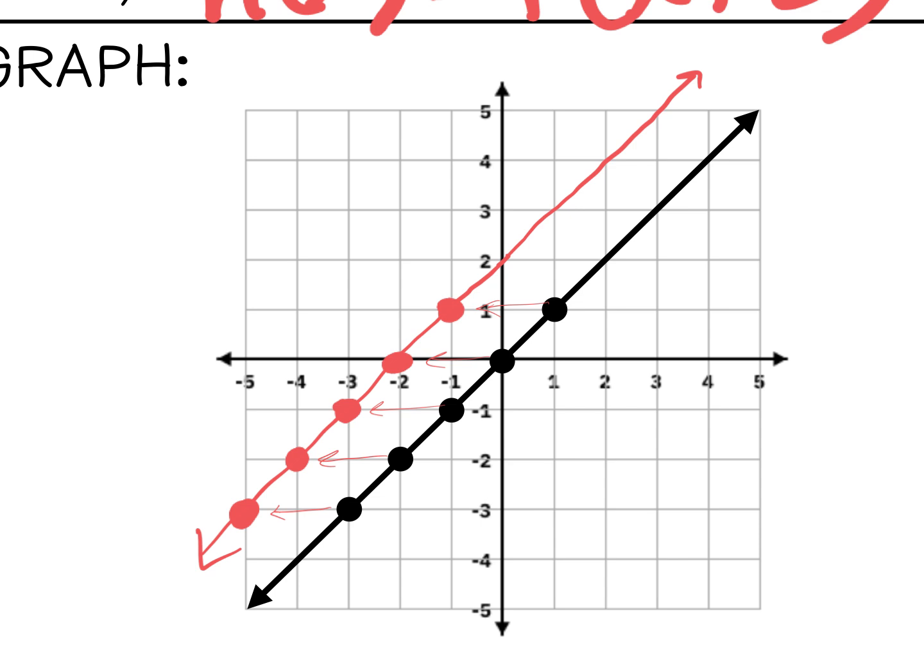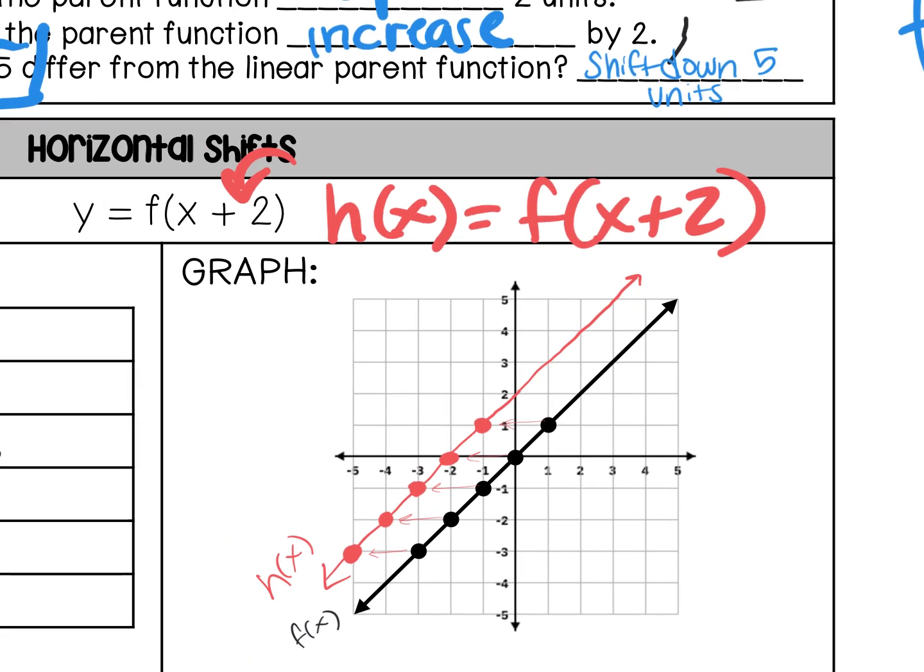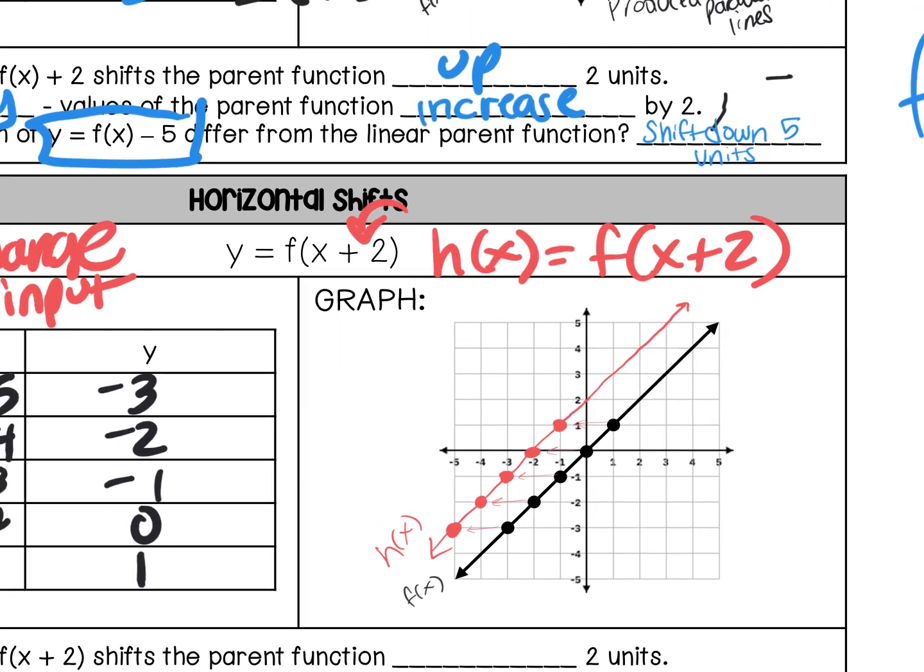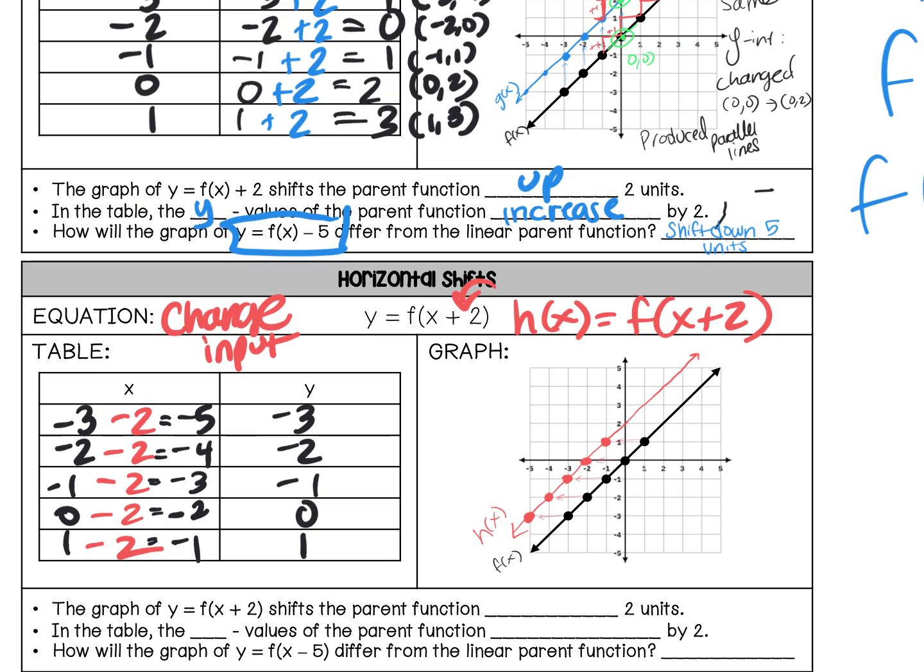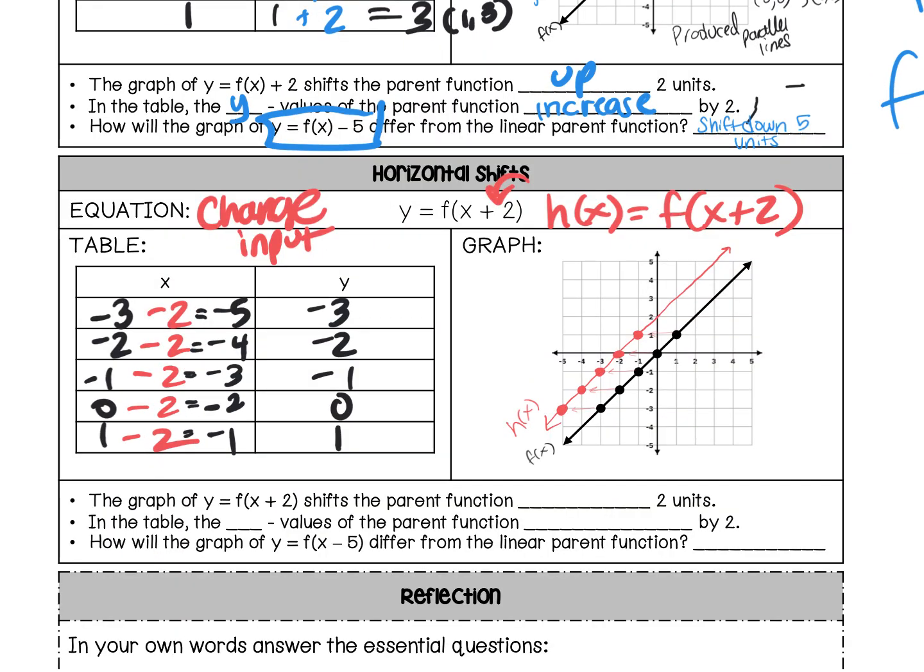And this is our h of x and our original f of x. F of x got shifted to the left 2 units. Even though it says x plus 2, it's actually to the left. Okay, the graph of f of x plus 2 shifts the parent function left 2 units. In the table, the x values of the parent function decrease by 2.